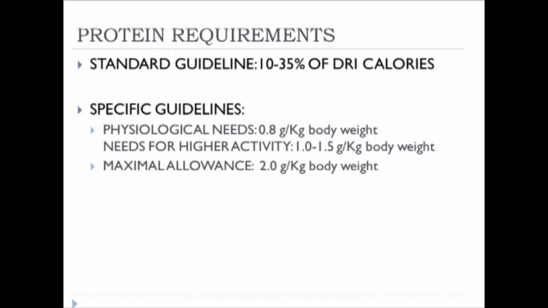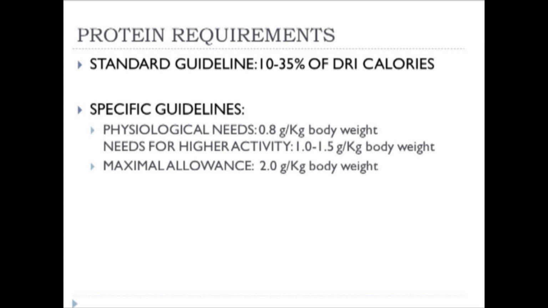Here's a summary of the basic requirements that you need to know about protein. First, in terms of percent of calories, the macronutrient recommended guideline is 10 to 35% of the DRI calories, or the requirement calories. Now, in terms of specific guidelines, they are based on body weight, and we will be relying on this, especially when we get into the medical aspect of the protein needs. But we know that physiologically, the protein requirement for the body is 0.8 grams per kilogram body weight. So this basically means that if an individual weighs, let's say, 80 kilograms, his or her amount of protein based on the body weight would be 64 grams, or 0.8 times 80 kilograms.